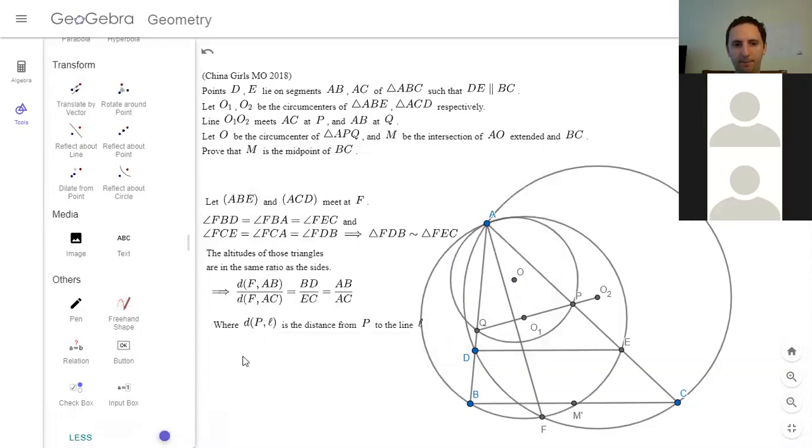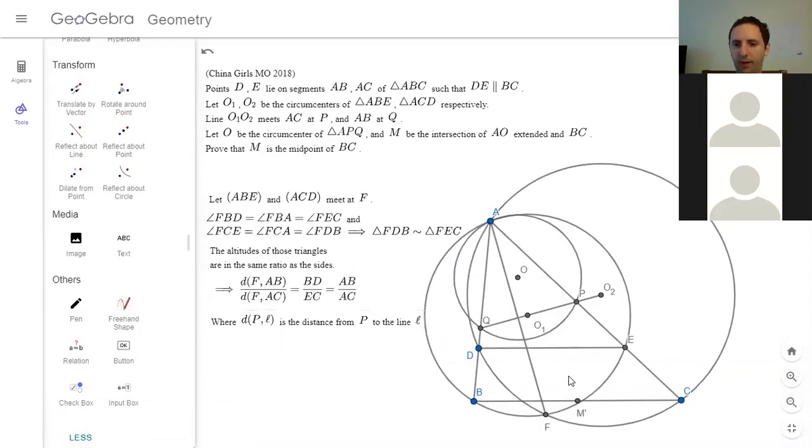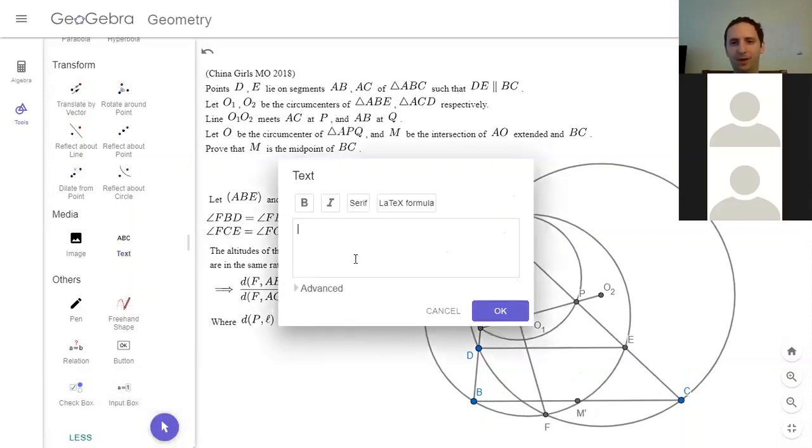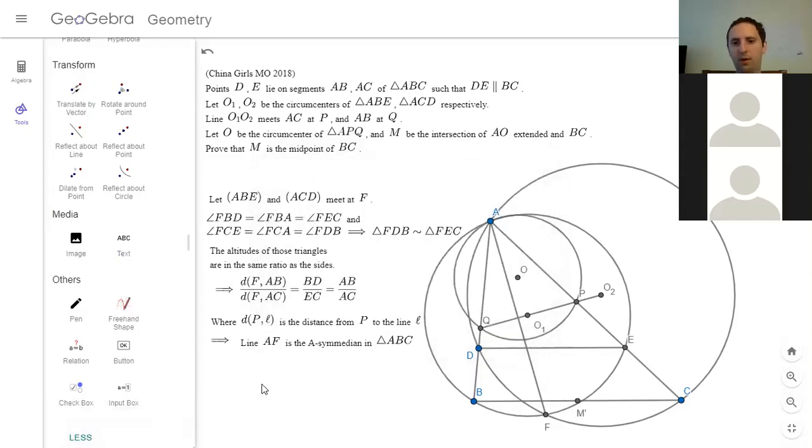And so this means that F has to lie on the symmedian. I'll let the viewer prove that if they haven't seen it. And once we know that, if we let M prime be the midpoint of BC, okay, so AF is perpendicular to O1 O2.